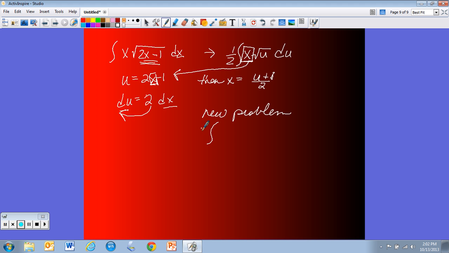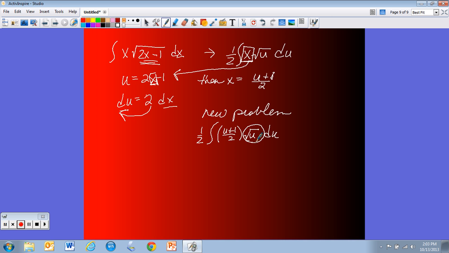is now 1/2 still in the front. I'm going to replace that x with the (u plus 1) over 2 expression. I'm going to recopy the square root of u and recopy the du. This looks, in a way, worse than what we started with, but keep in mind that once you've done this, and they are the same term, we can actually distribute the square root of u into this term, and then we'll be able to do this integration piece by piece.